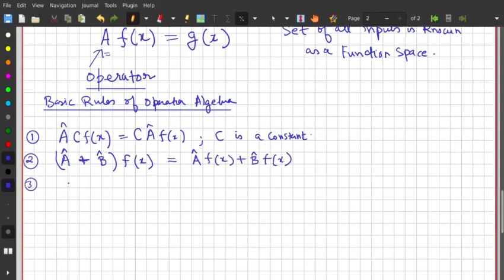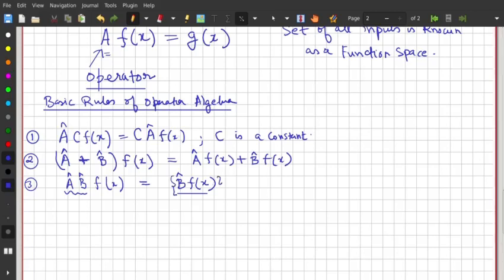The third property: let's say you take the product of operators and generate a new operator, and operate that on a function f of x. That is the same as first taking the operator B acting on the function f of x to generate some kind of an output, and then taking that as an input to the operator A, and you should get the same result.